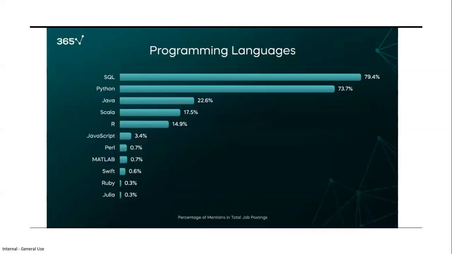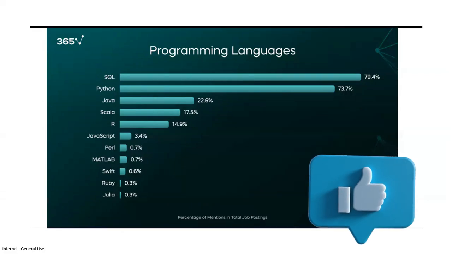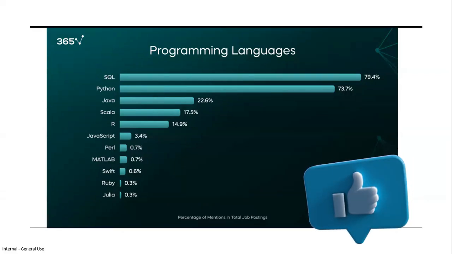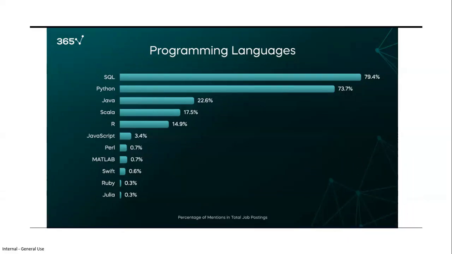The programming languages that are required in all of these job postings, right? So 80% of people want SQL and 74% require Python. Python is an essential skill that you need to develop if you want to work with data, whether as a data engineer, a data scientist or a data analyst. Any career that you want to choose, you need to be proficient with Python. All right.